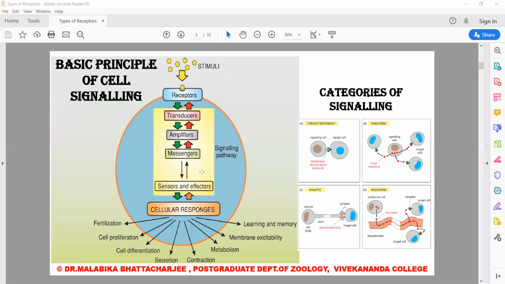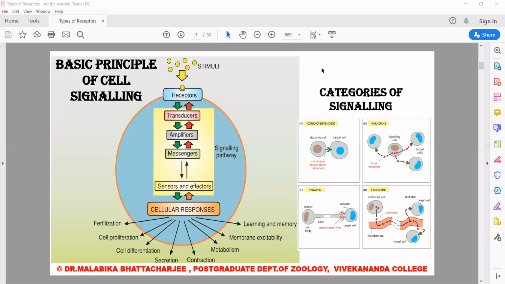And if you look into the off pathway, based on the feedback, once a signaling process has moved to the sensors and the effectors and a cellular response has thus been achieved, a time comes when we need to slow down the signaling process or to curtail it. So there is a feedback mechanism. By this feedback, the pathway may be gradually switched off also.